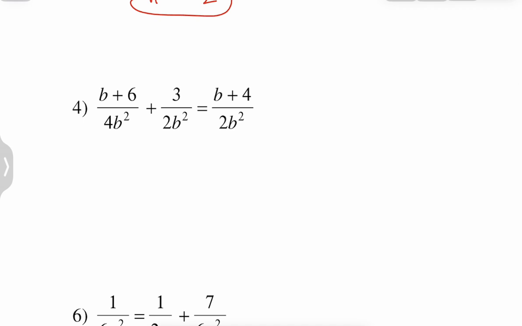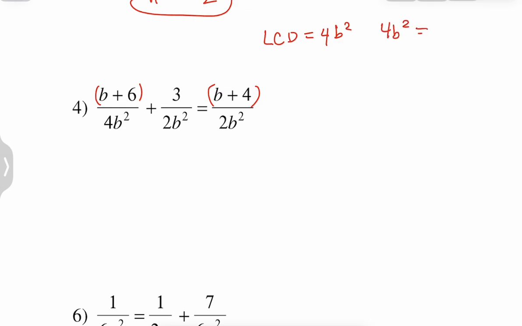Now, we have a few more pieces and parts to deal with here. Any numerator that happens to have more than one term in it, put some parentheses there. That's just going to help us so that we don't do something funky. Okay. We still need to find that least common denominator. The least common multiple of 4 and 2 is 4. Your highest power is b squared, so that would be 4b squared.